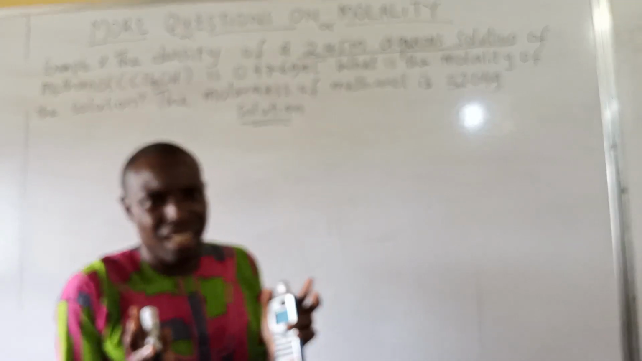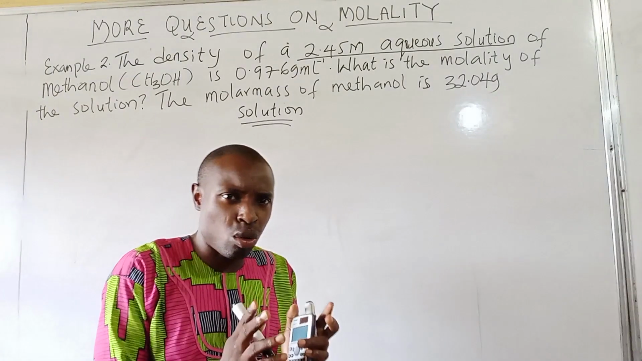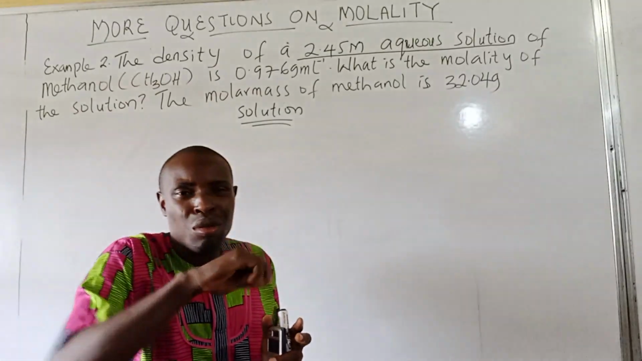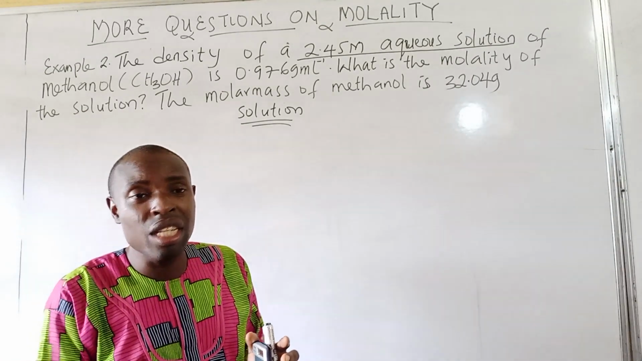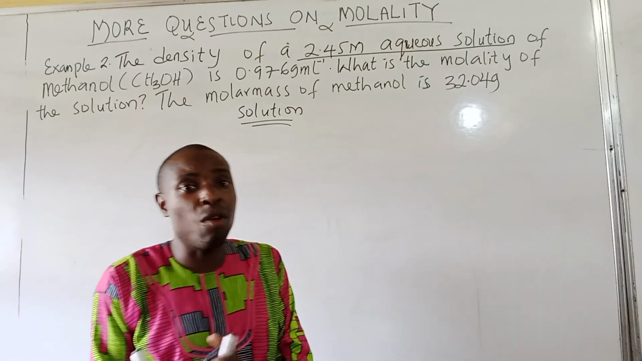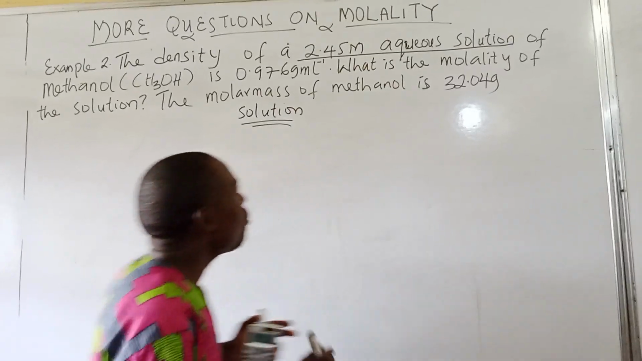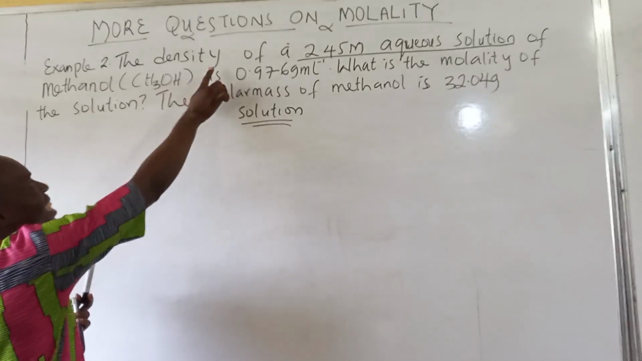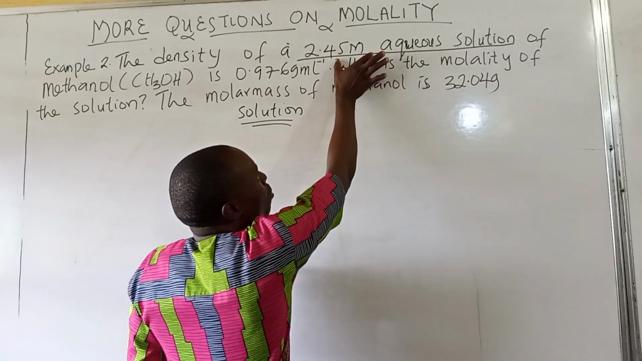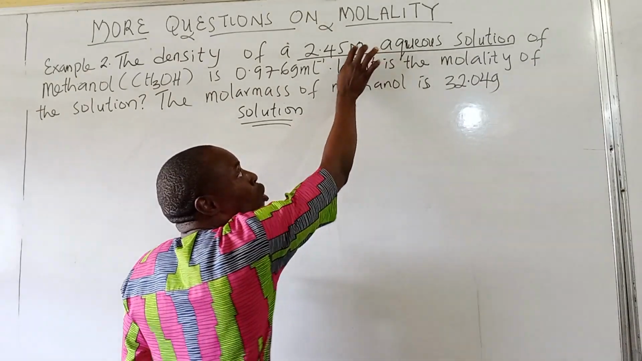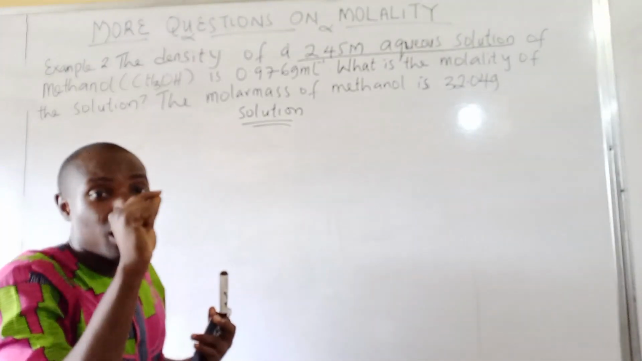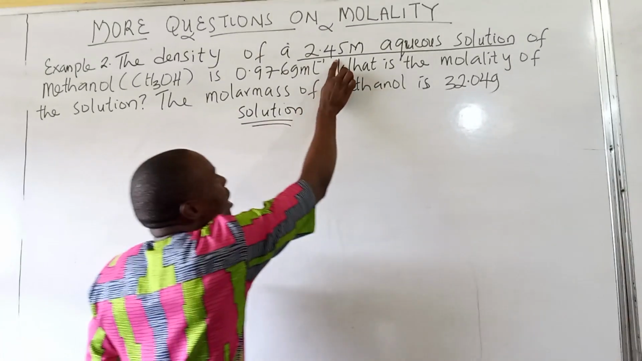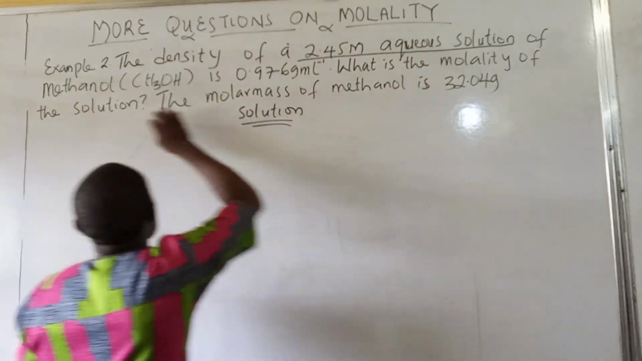We should not forget that the mass of solution is equal to the mass of solute plus the mass of solvent, meaning that when you add the solute and the solvent, that is what gives us the solution. If you look at this question here, they said the density of this 2.45 molar aqueous solution of methanol is given. So what do we do?